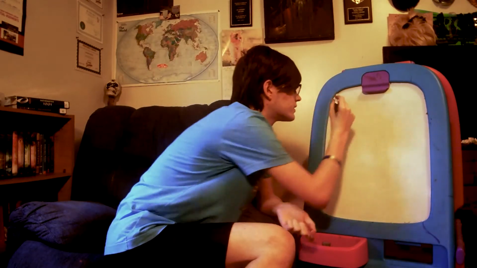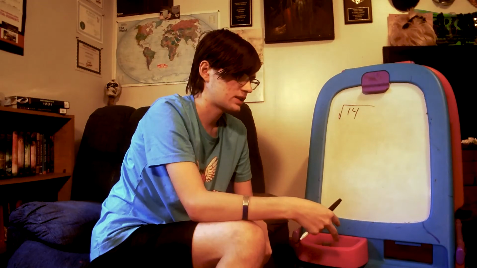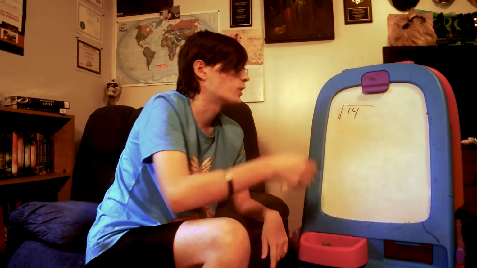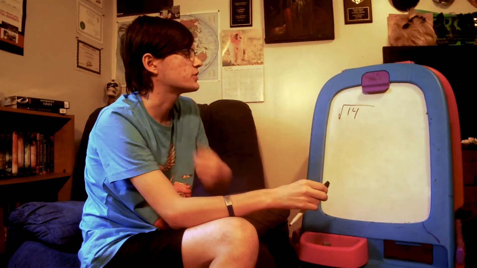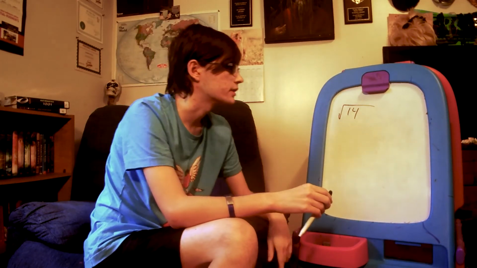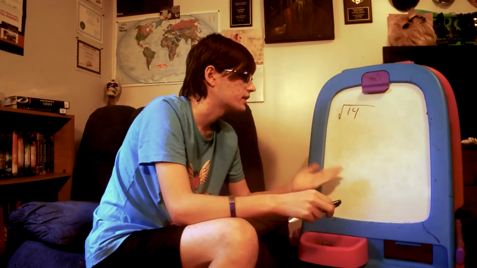For instance, like the square root of 14. 14's only factors are 1, 14, and 2 and 7. The only perfect square there is 1, but that doesn't really help us simplify it, because you could separate out 1 and 14, and you'd still have just the square root of 14. So the square root of 14 is the simplest way you can go. So there will be ones you can simplify and ones you can't simplify.